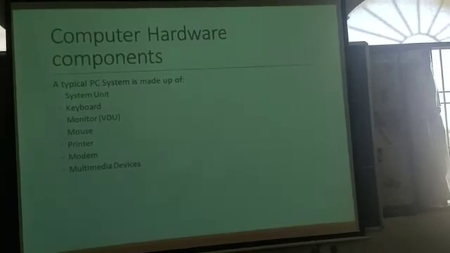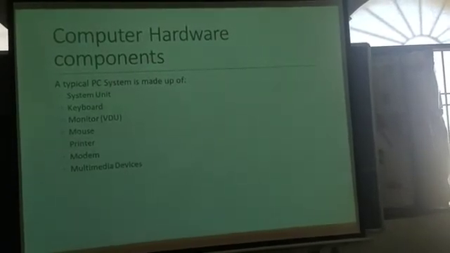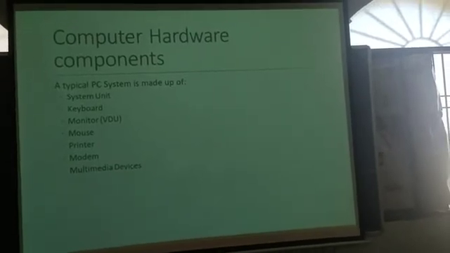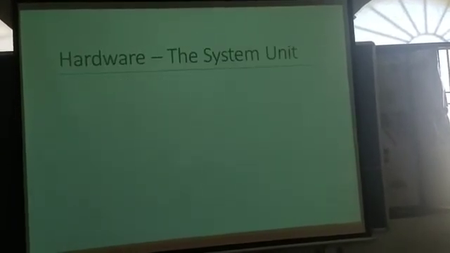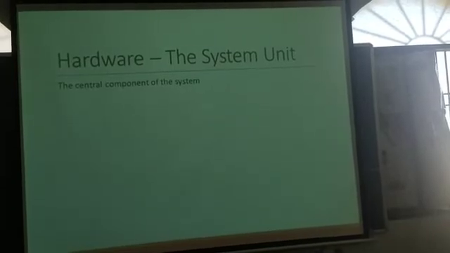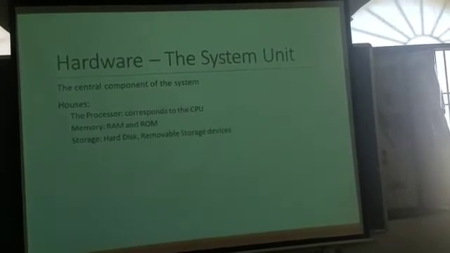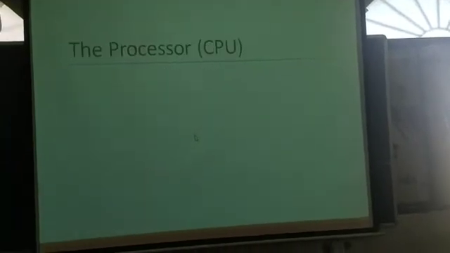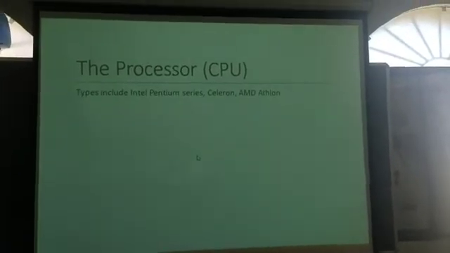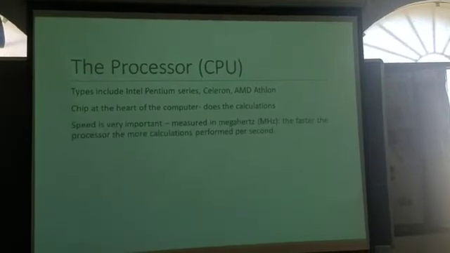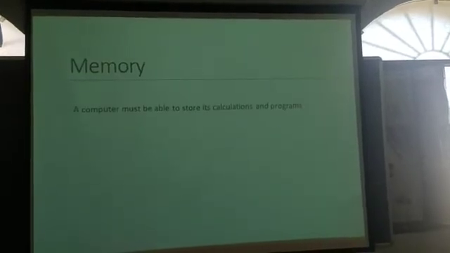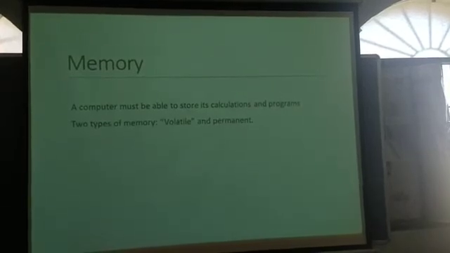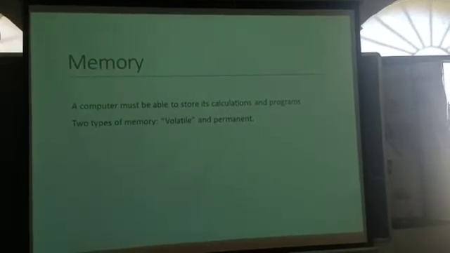Computer hardware components: keyboard, monitor, mouse that we have discussed, printer, modem, multimedia device, these are all part of the PC system. All the hardware is there. System unit. The processor, CPU, which you are using, and memory. A computer must be able to store data, calculations and programs. Two types of memory: volatile and permanent.